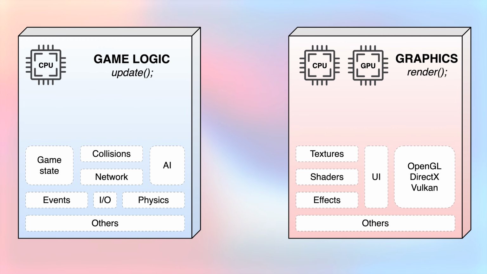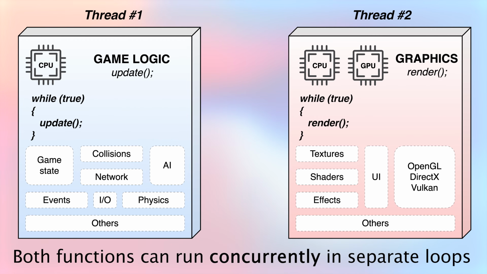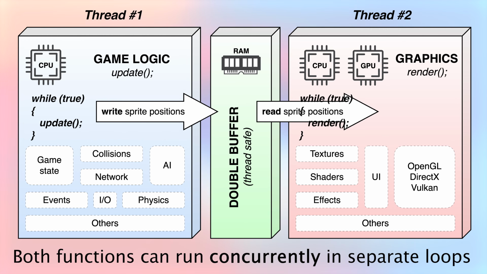In my view, these two major tasks can be performed separately and concurrently in two independent game loops. One game loop for the update function, responsible for game logic, and another game loop for the render function, responsible for rendering and displaying frames in real time. Both loops coexist using a thread-safe double buffer to share the sprite positions that should be redrawn.